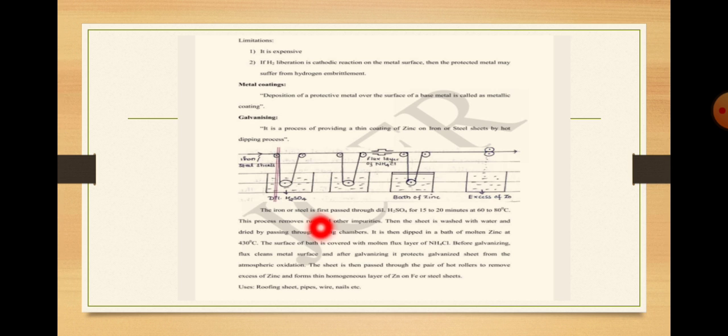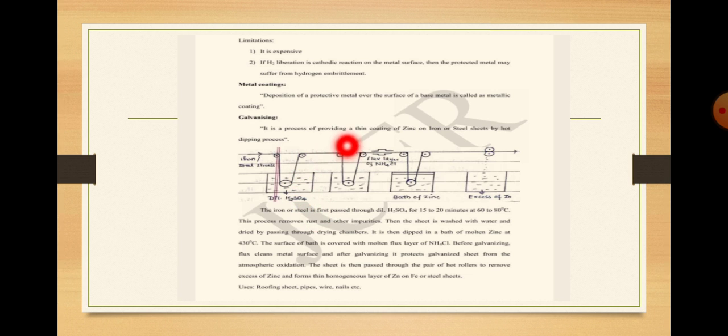In this process, the steel is first passed into dilute H2SO4 for 15 to 20 minutes at 60 to 80 degrees Celsius, which removes the rust and other impurities. Next, the iron sheets are washed with water, and then dried in chambers.